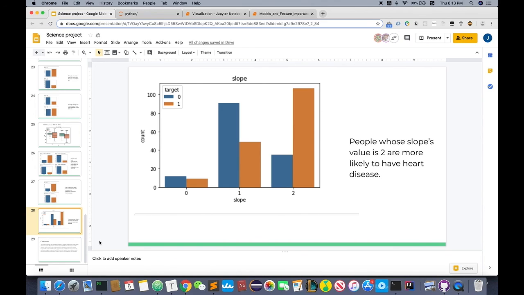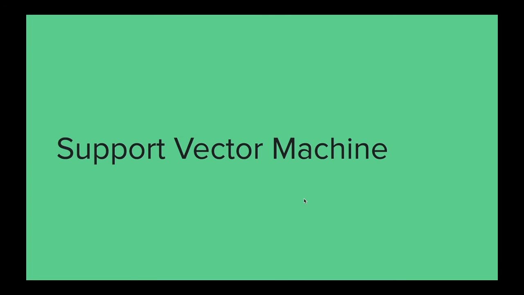Then let's take a look at the slope. The slope feature means the slope of the peak exercise. From our third and final model, support vector machine.